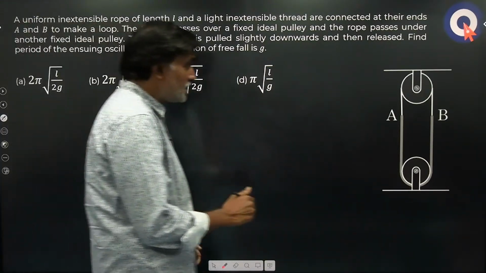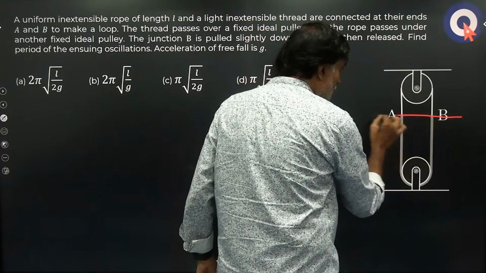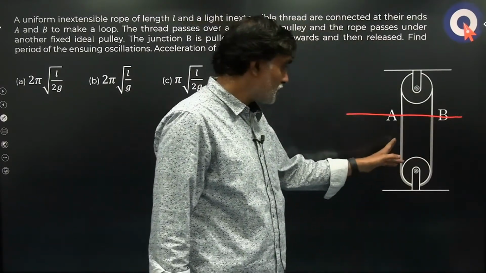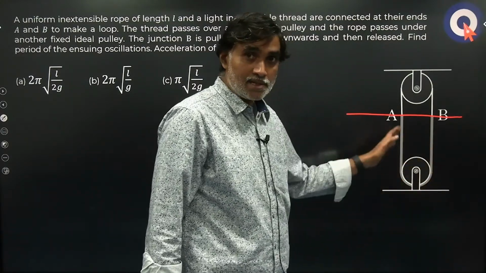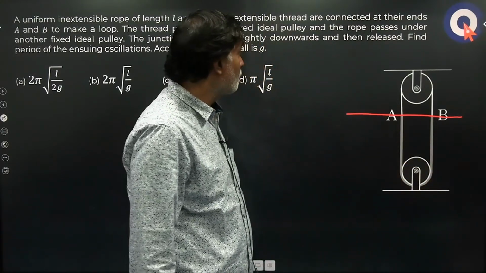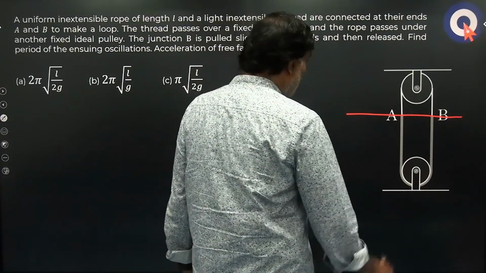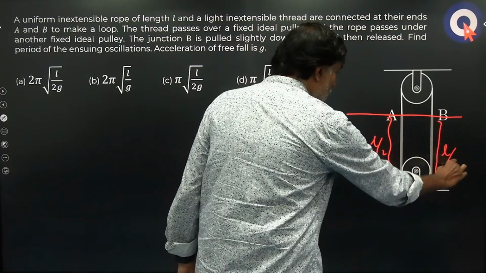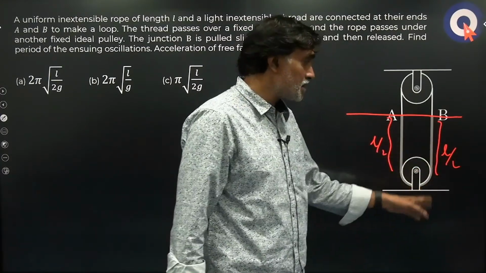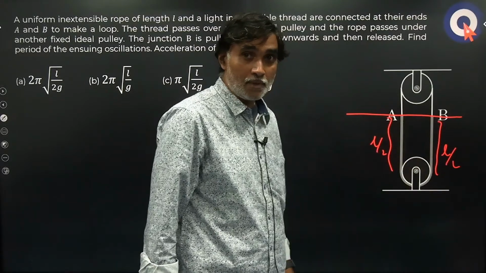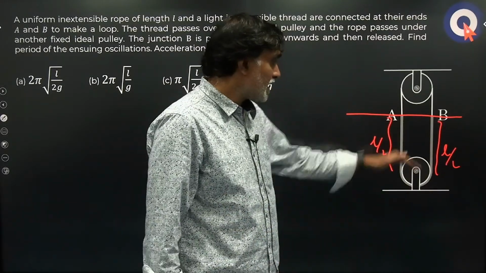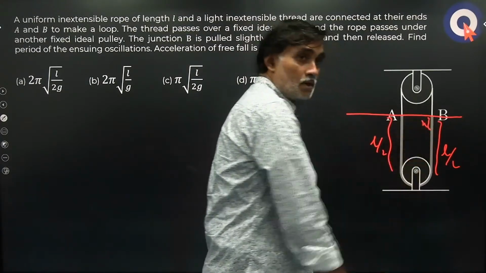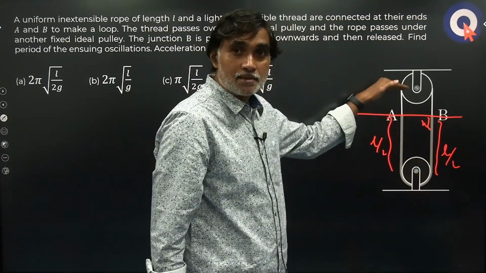Now initially both A and B are at the same level, so this is in equilibrium. The gravitational force acting here and here is the same. Let us say mass per unit length is lambda, and the total length of the rope is L, so this is L by 2 and this is also L by 2. Then the gravitational force is the same, so tension here and here is the same, so it is in equilibrium. Now if I slightly pull B down by x, then A goes up by x.